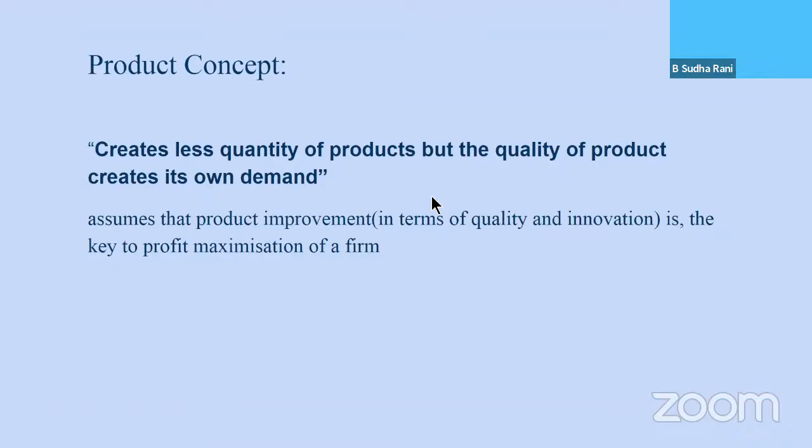And the next one is the product concept. Product concept says that you create fewer quantity products, but the quality of the product creates its own demand. So here, instead of supply creating its own demand, the quality of the product creates its own demand.